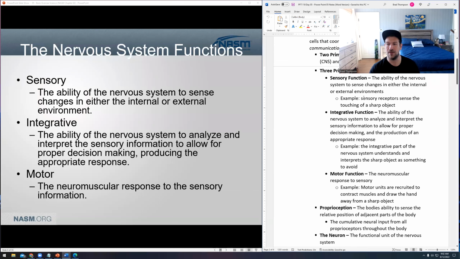So, we go back to our example here. Sensory receptors sense that you are touching a sharp object. Then the integrative part of the nervous system understands and interprets that sharp object is something to avoid, right?